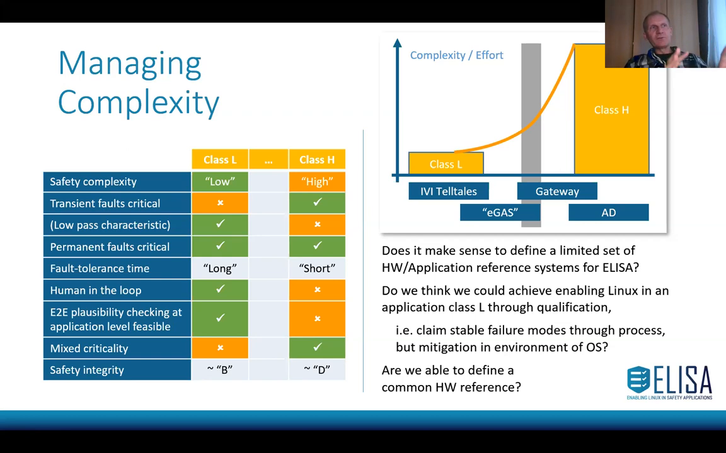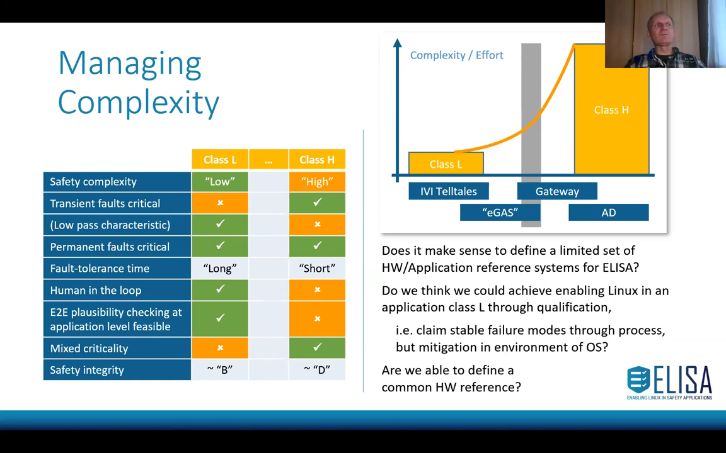So this is a very crude separation into two classes. We had called them class one and two, but that then makes it hard to explain what the classes in between are. So we gave them a neutral labeling, right? A low end and a high end, and you can imagine any shade of gray and any rainbow color in between. But really the two extremes: if we have low safety complexity, then that clearly is helpful to enabling Linux in safety critical applications.